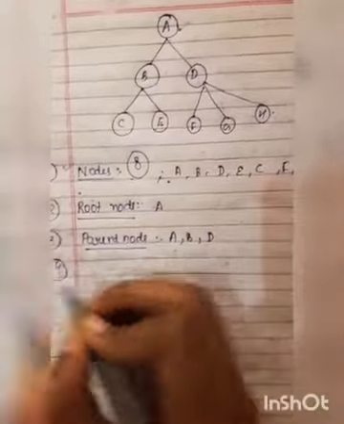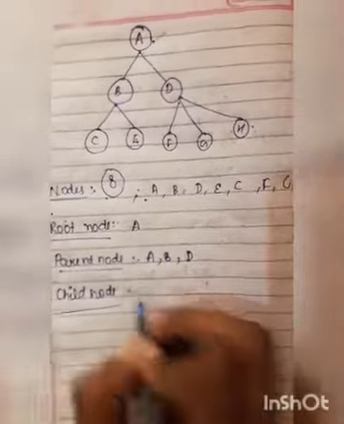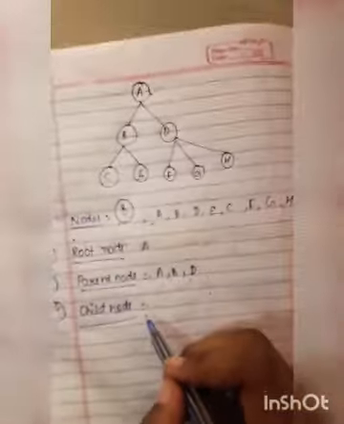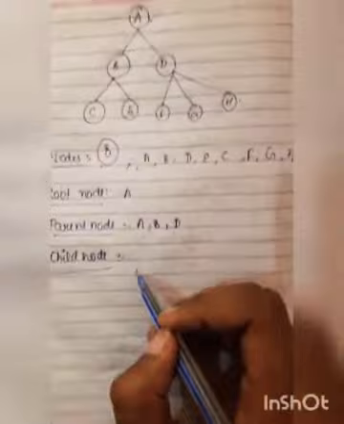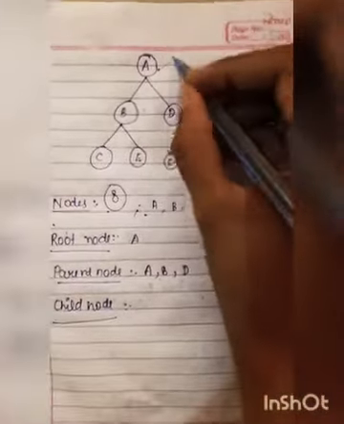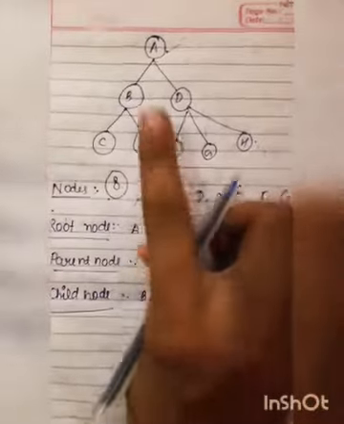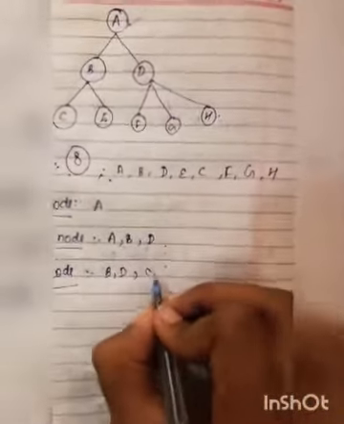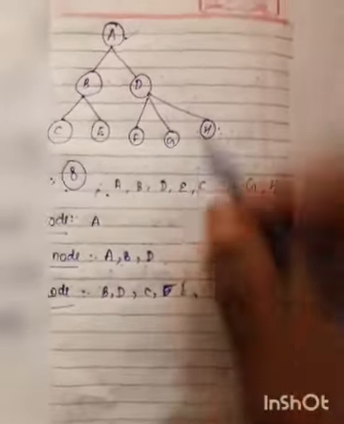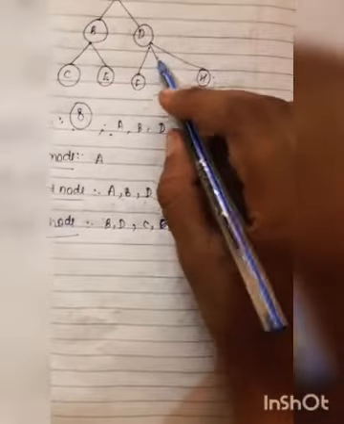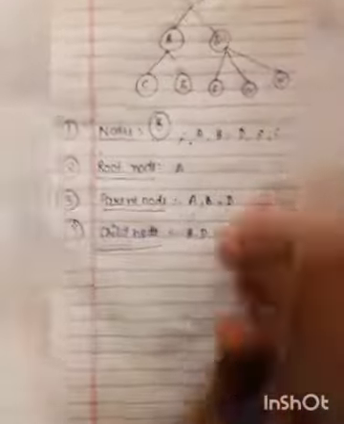The next one is the child node. See, if A, B, D are the parent nodes, then the nodes which are connected to them, which belong to these nodes, will be the child nodes. Like B and D are the child nodes of A. C and E are the child nodes of B. Then F, G, H are the child nodes of D. Fine.